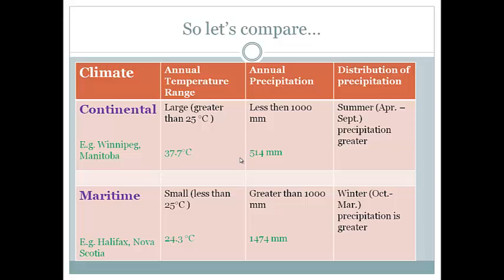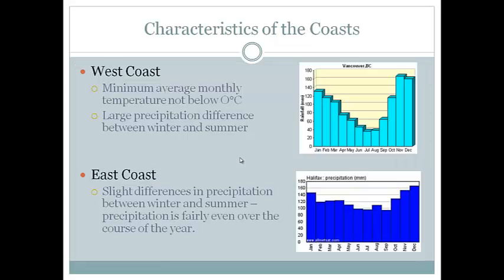Distribution of precipitation for continental is typically going to be greater in the summer months, whereas maritime is typically going to be greater in the winter months. Within the two maritime regions, we have the west coast and the east coast, and there is slight differences in their precipitation distribution. The west coast, you're going to see the largest amount of precipitation happening in the winter months and the lowest happening in the summer months, whereas the east coast generally has very slight differences in their precipitation between their summer and their winter months. It's almost even across the board.